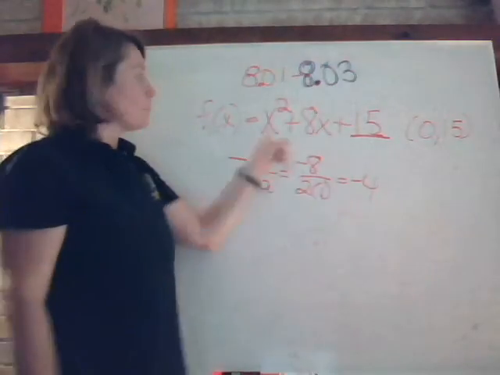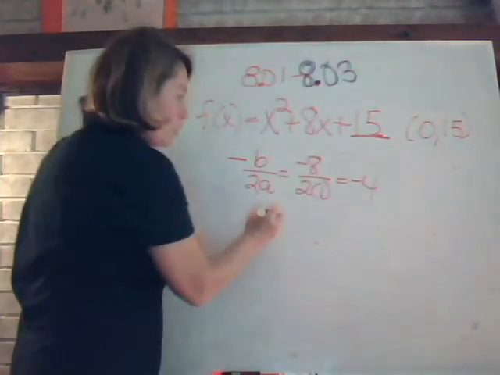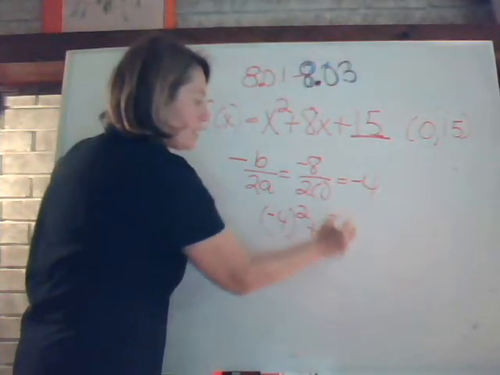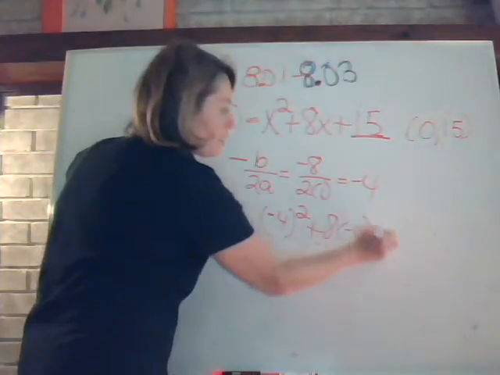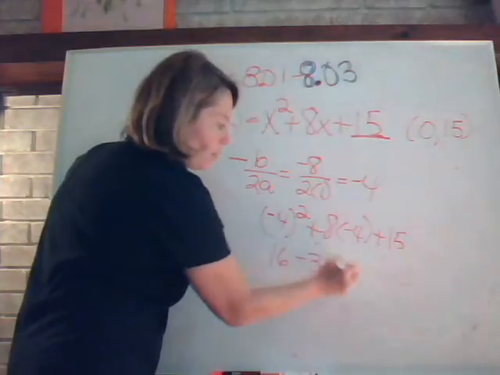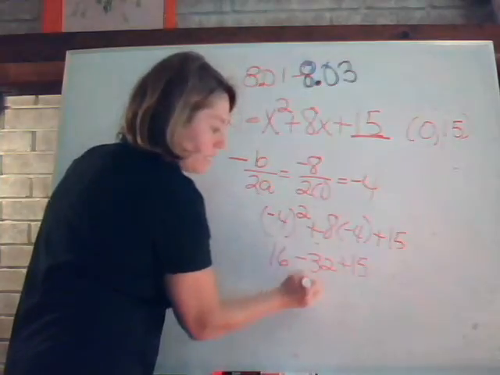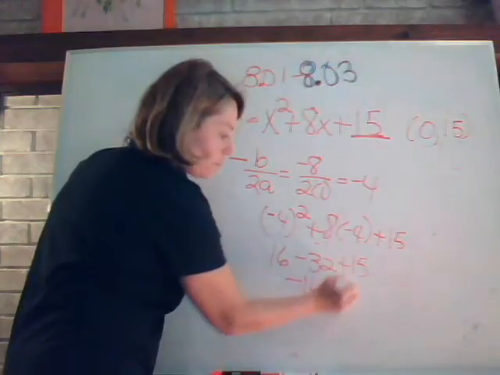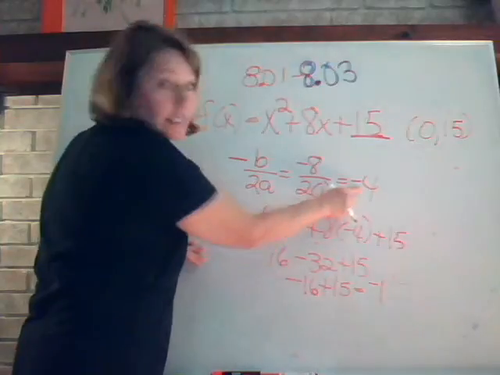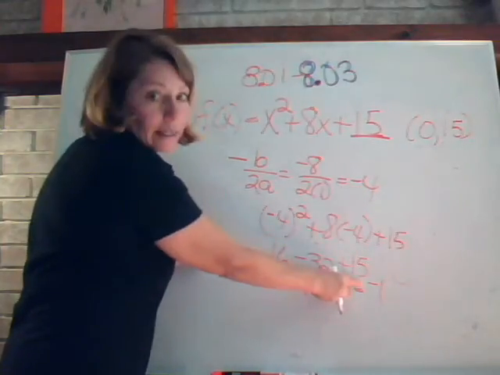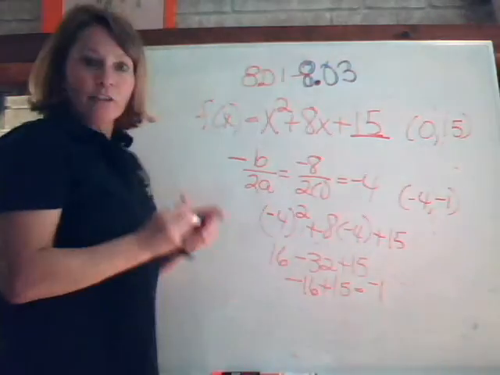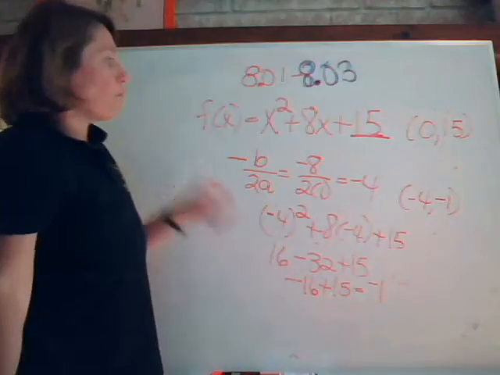To find the y-coordinate, I just plug and chug. So negative 4 quantity squared plus 8 times negative 4 plus 15. 16 minus 32 plus 15 gives me negative 16 plus 15, which is negative 1. So that means my vertex is x, negative 4, y, negative 1: negative 4, negative 1. So there's a down and dirty, quick way to deal with standard form. And there you go.